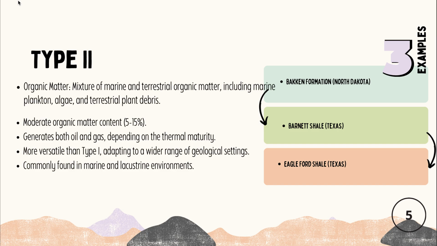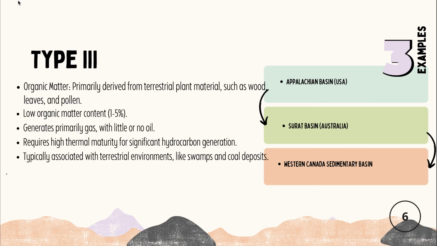lacustrine environments. For type 3, the organic matter is primarily derived from terrestrial plant materials such as wood, leaves, and pollen. It has low organic matter, generates primarily gas with little to no oil, requires high thermal maturity to generate hydrocarbons significantly, and is typically associated with terrestrial environments like swamps and coal deposits. Examples are the Appalachian Basin in the USA, the Surat Basin in Australia, and the Western Canada Sedimentary Basin.